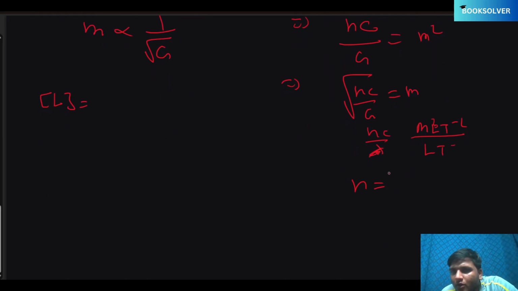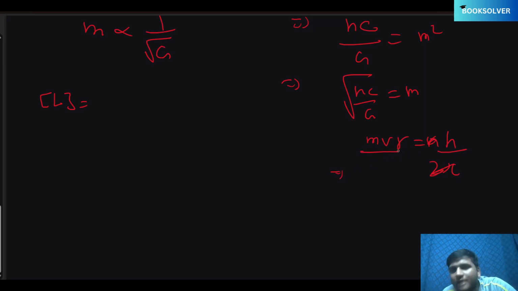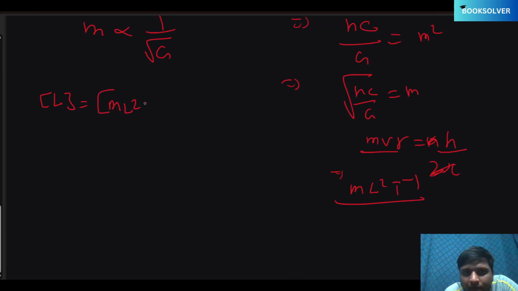We also know one thing more. Instead of using this, I can use Bohr's postulate, which says that mvr should be a multiple of nh by 2 pi. These are dimensional constants, so whatever is the dimension of this quantity will be the dimension of angular momentum, that is ML^2T^-1. This is the dimension of Planck's constant. Let's write that as ML^2T^-1 to the power a.